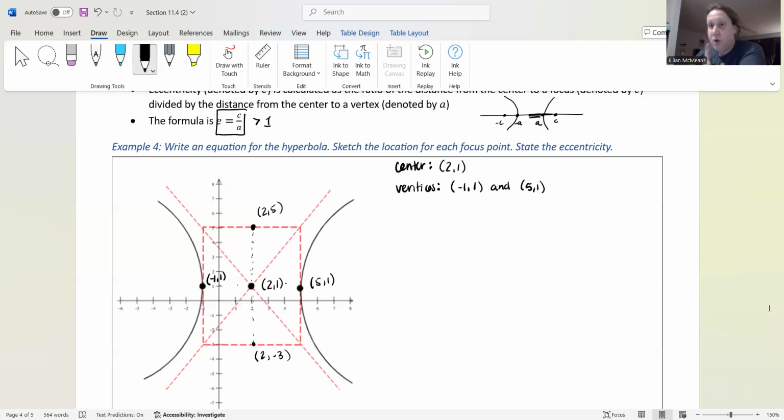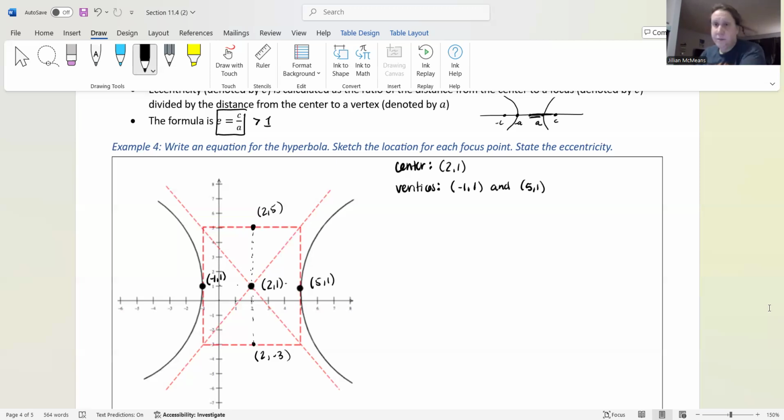Now, you can go about figuring out what A is however you like. The distance from one vertex to the second vertex is always 2A. So if we can find the distance between the two vertices, we can figure out what A is. You could also go about this from the center. How far is each of the vertices from the center? Either way you can get A.